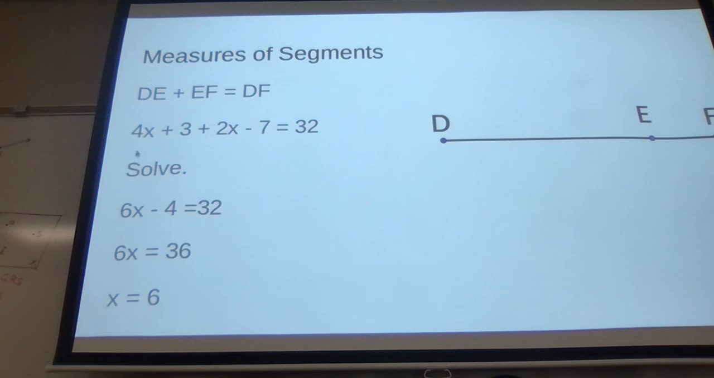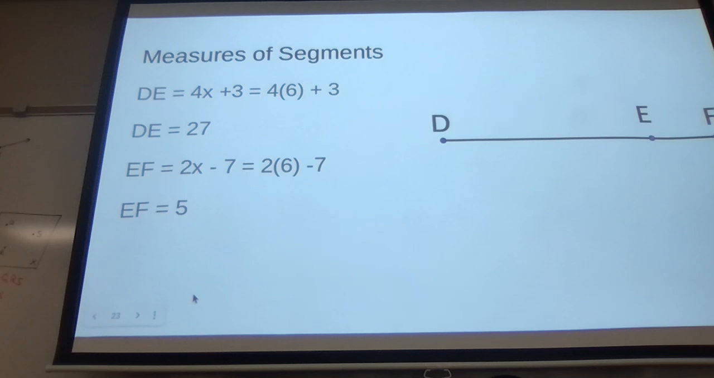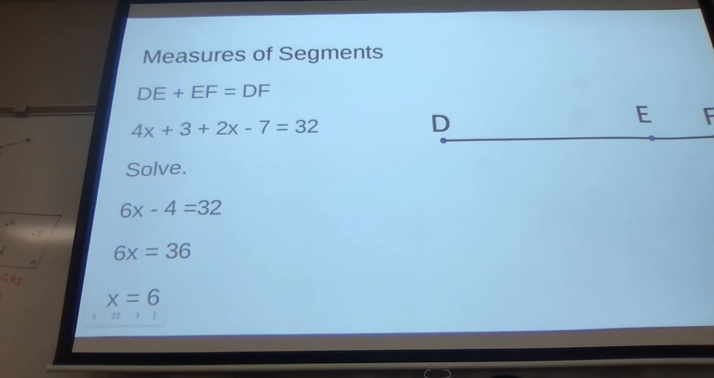Now you just do the algebra. 4x plus 2x is 6x. 3 minus 7 is negative 4. Get 32 on the right. We can solve it. If you add 4 to both sides, you get 36 here. Finish it off by dividing by 6, and X is going to equal 6. Okay, so we found X.